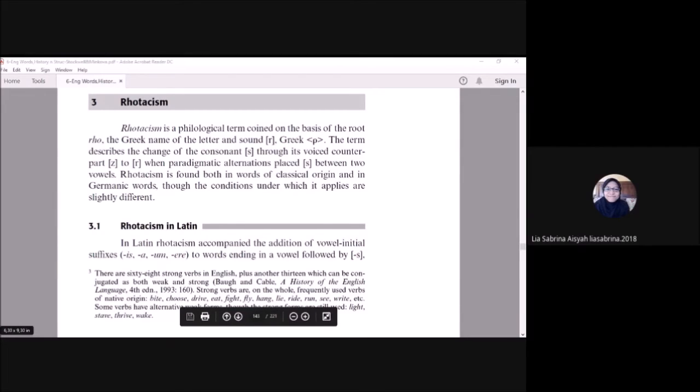The term describes the change of the consonant S from its voiced counterpart Z to R when paradigmatic alternations place S between two vowels. Rhotacism is usually found both in words of classical origin and in Germanic words, though the conditions under which it applies are slightly different. There are two types: rhotacism in Latin and rhotacism in German.